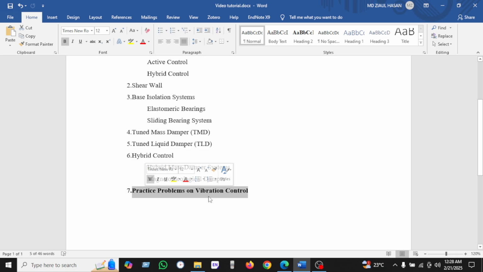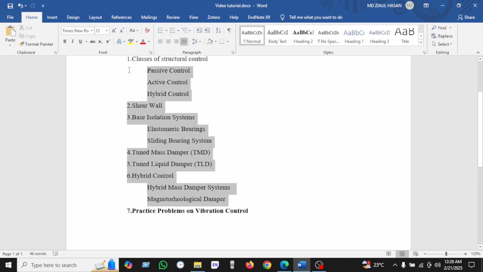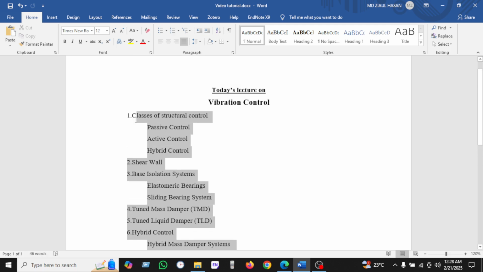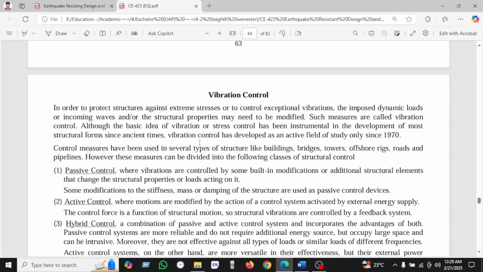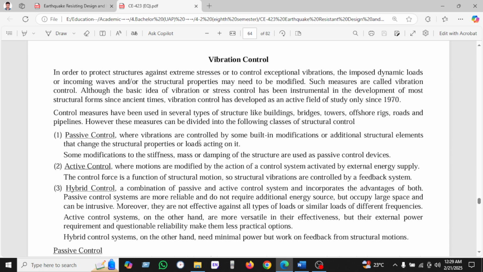practical problem, which is experimental or a numerical example. We'll emphasize number 7. Before going to 7, I will discuss all of the points up to point 6. So let's start with the classes of the structural control. This slide is taken from Professor Dr. Iftikhar Anam sir, who is a professor at the University of Asia Pacific.